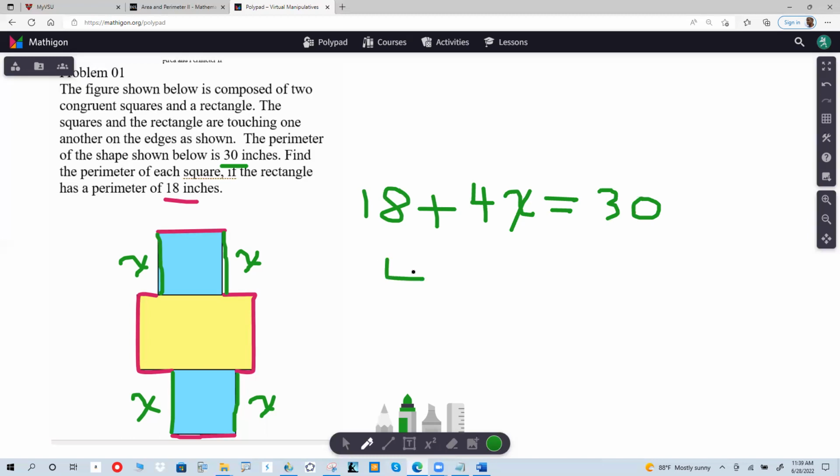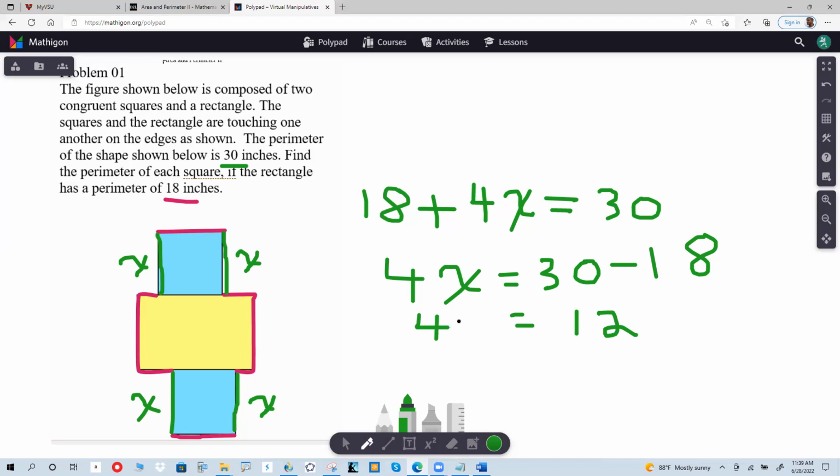And I'm going to subtract 18 from both sides. 30 minus 18 is 12. Divide both sides by 4. And the answer is 3.